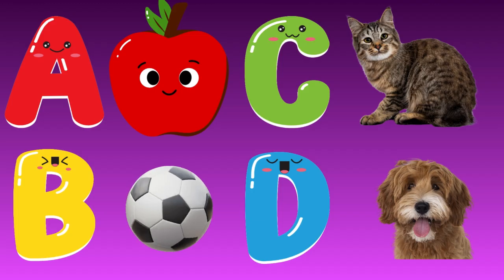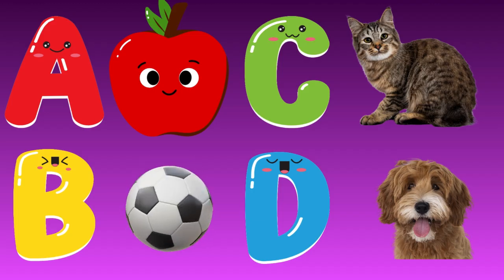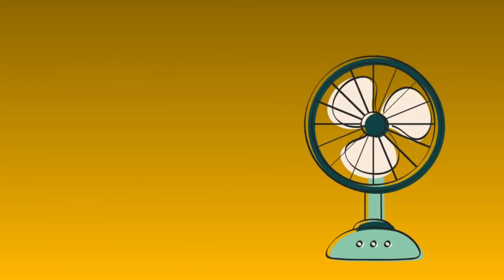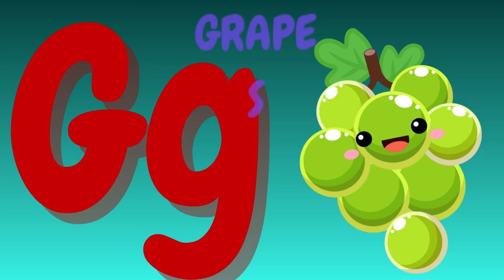D for doll. E for egg, E for ear. F for fan, F for fish. G for grapes, G for goat.